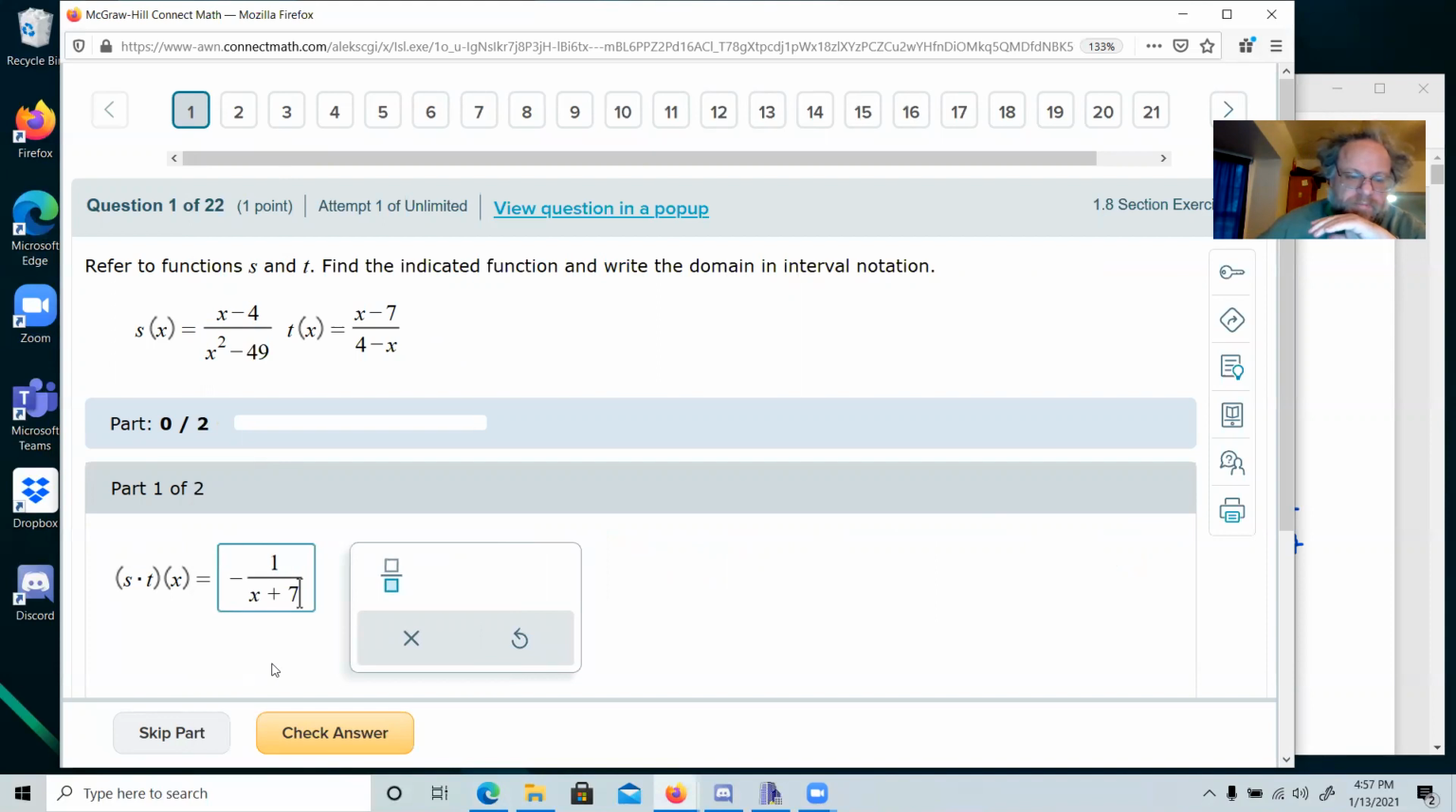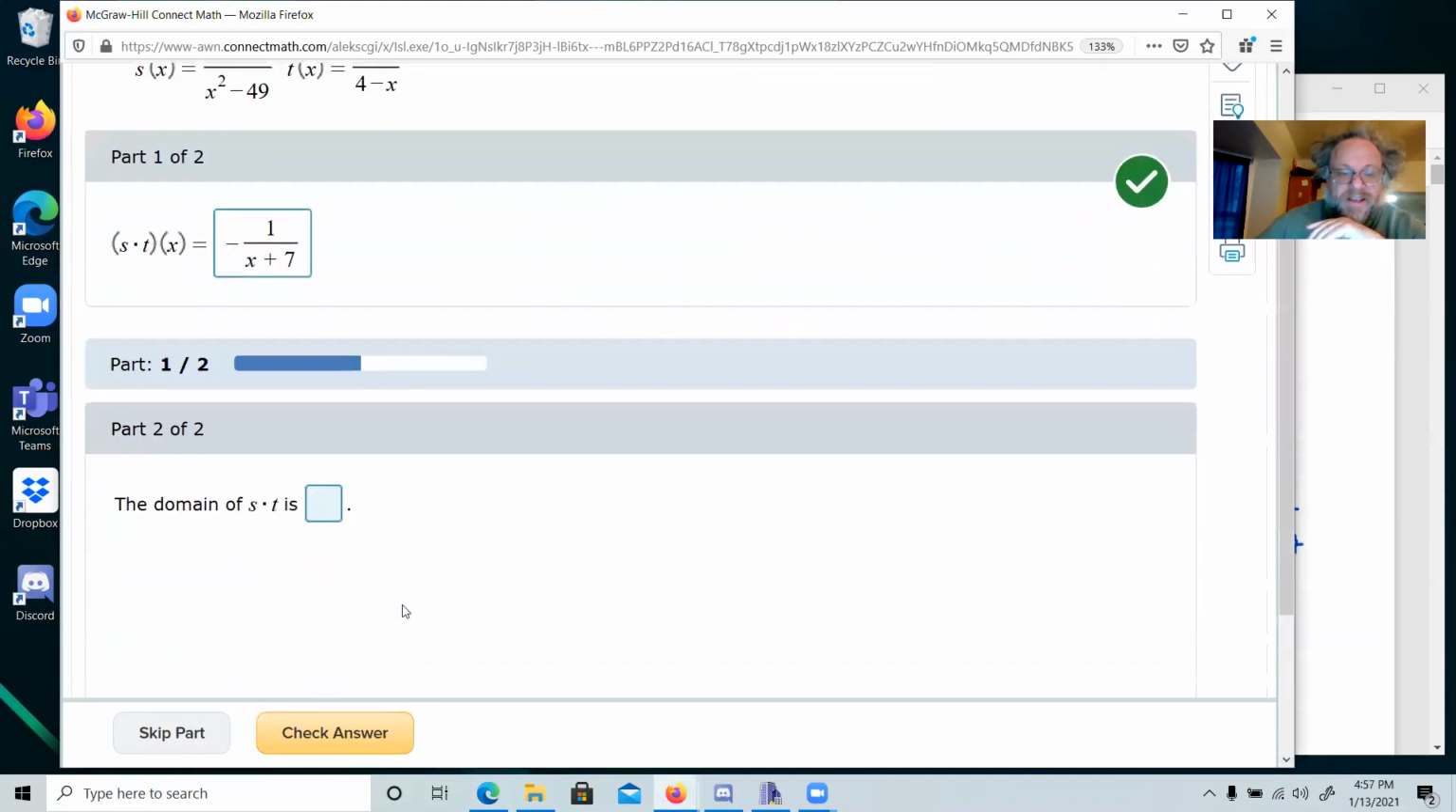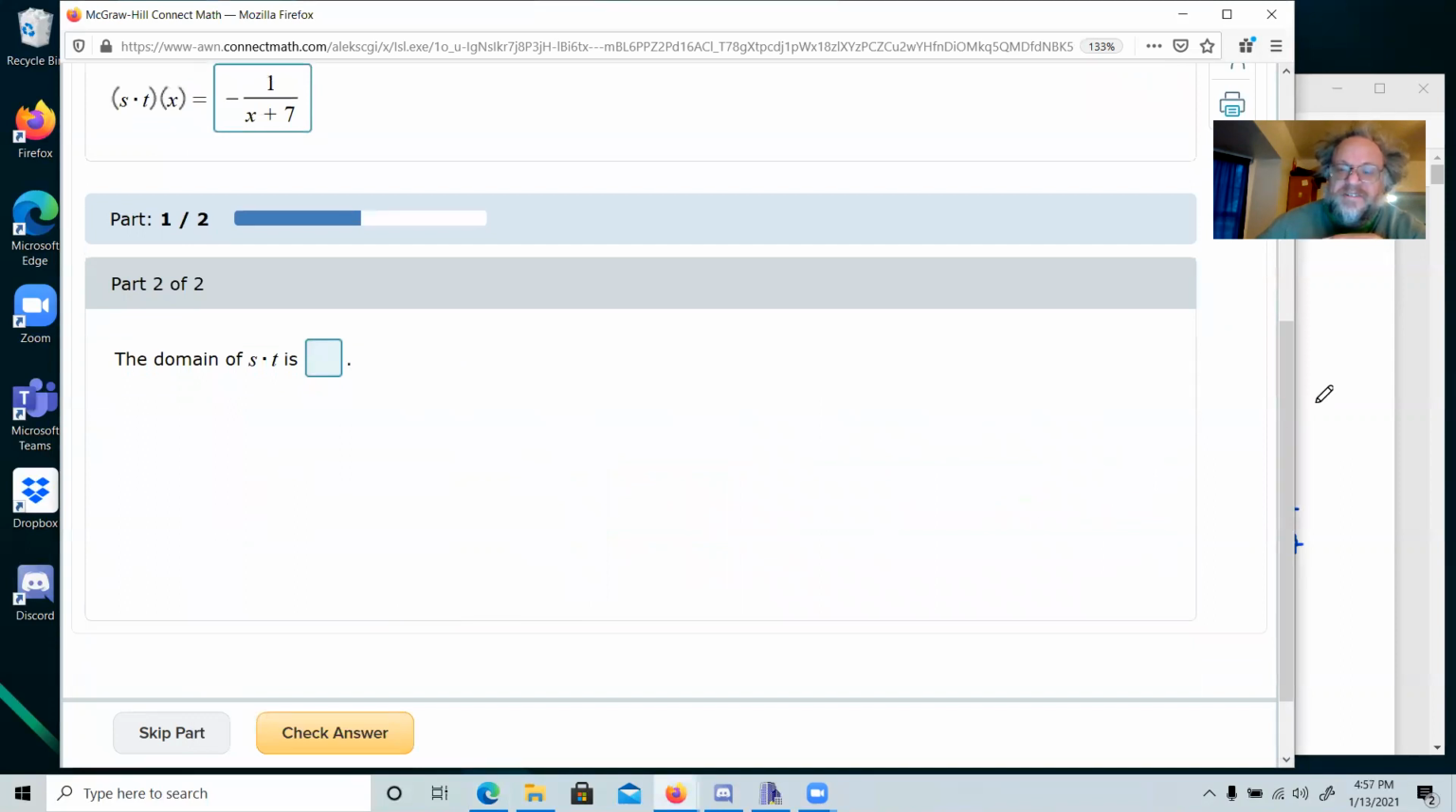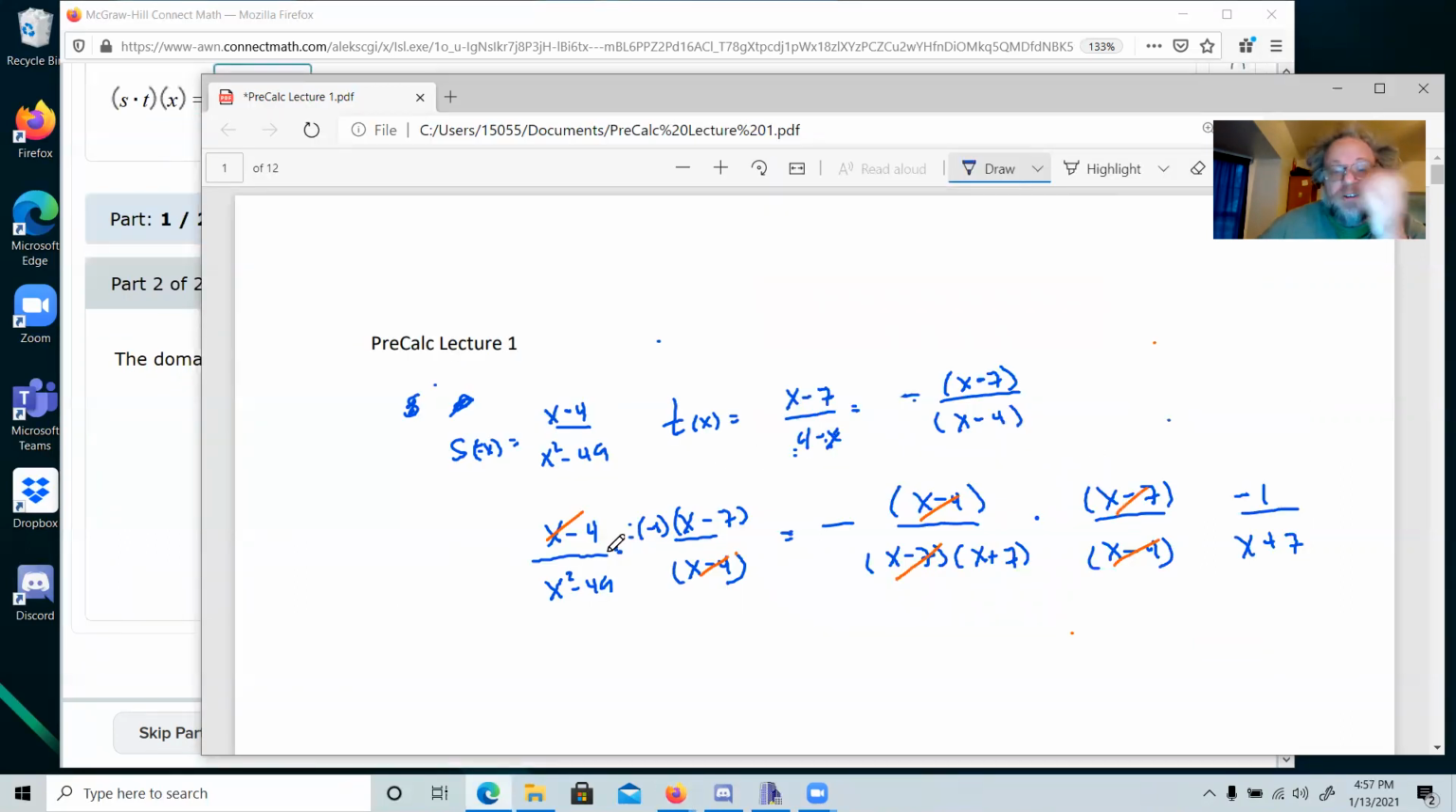All right, delightful. Now we get to the hard one. Now we say, what's the domain of this? This is a little bit tricky to figure out. Even though you're looking at this and thinking, oh, well, the domain is just x not equal to 7. No.